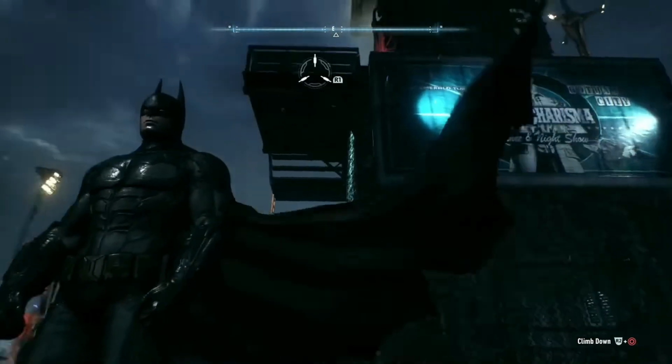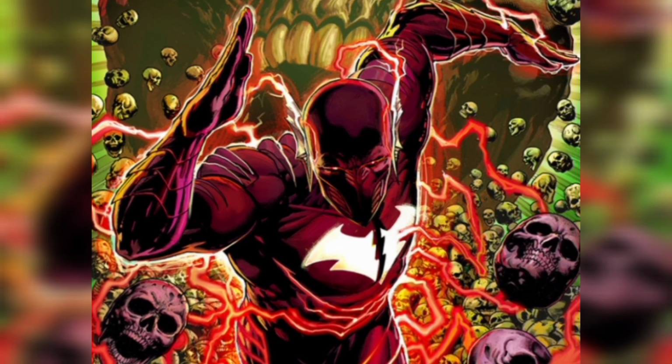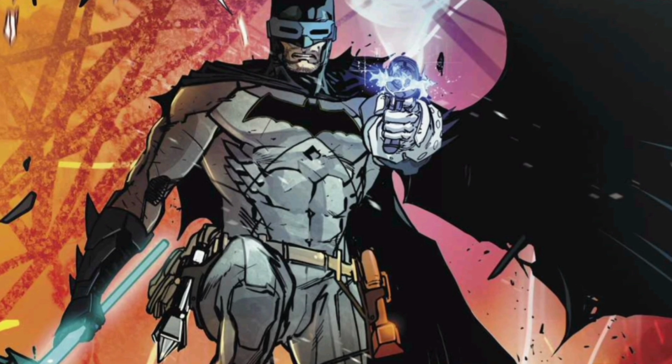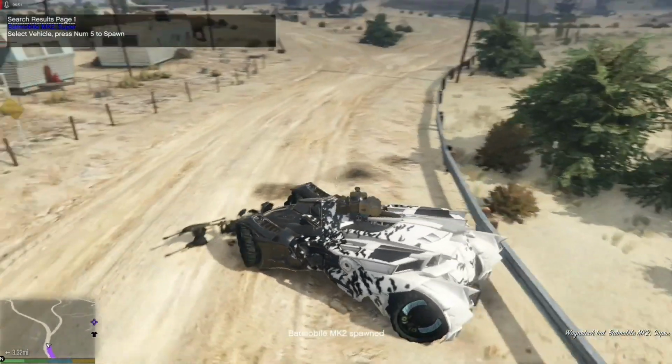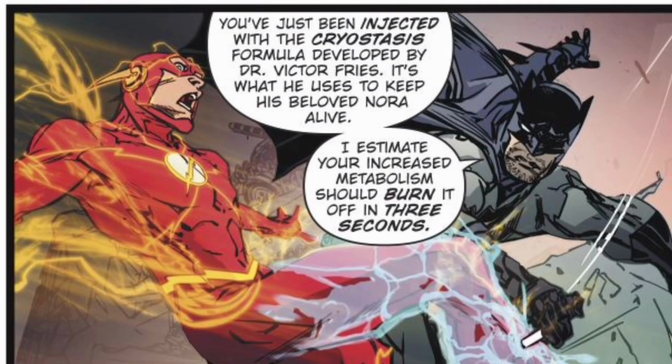Then there's Earth 52's Red Death. The Red Death hails from Earth 52, a version of Batman who became broken after the deaths of his loved ones, including Dick, Jason, Tim, and Damian. Determined to save his world, Bruce seeks the Speed Force, believing it will allow him to prevent further loss.